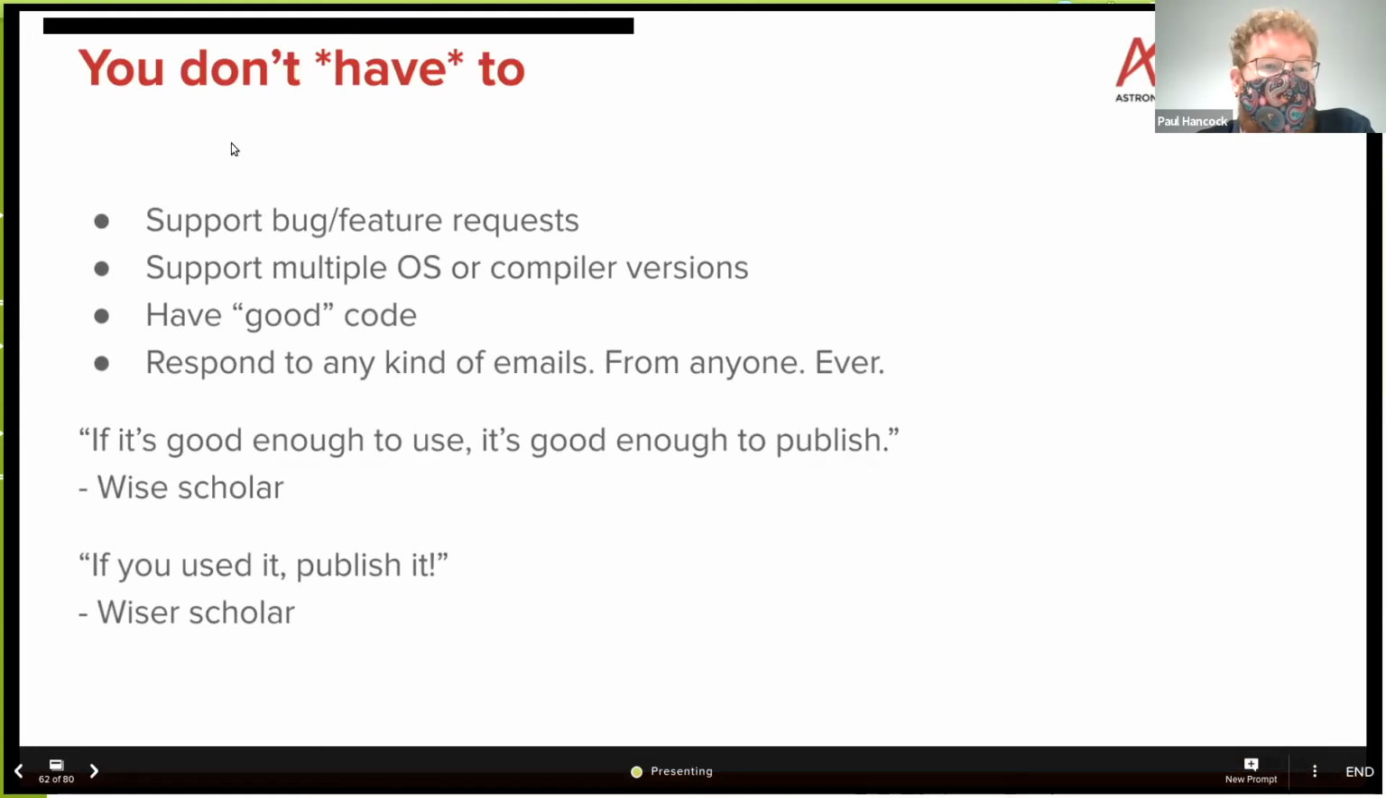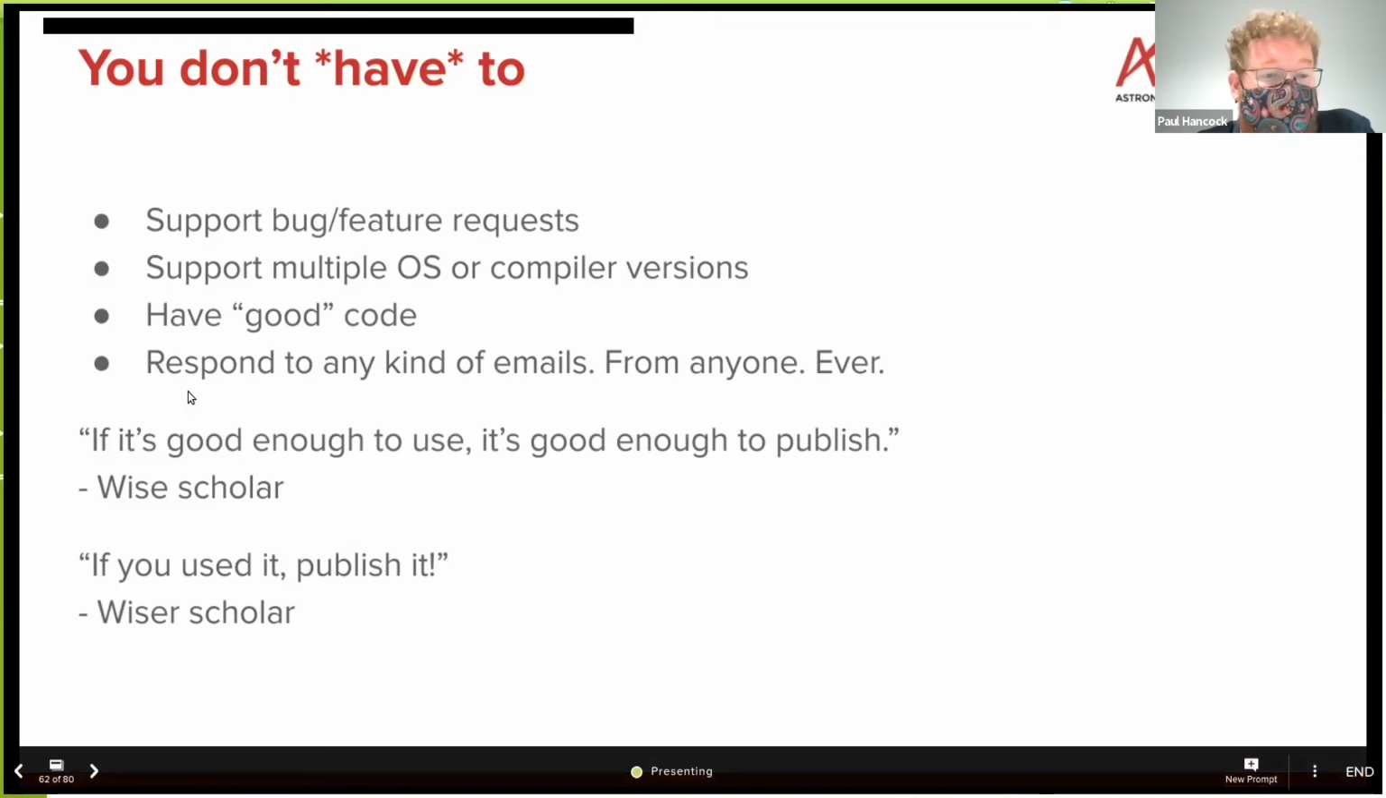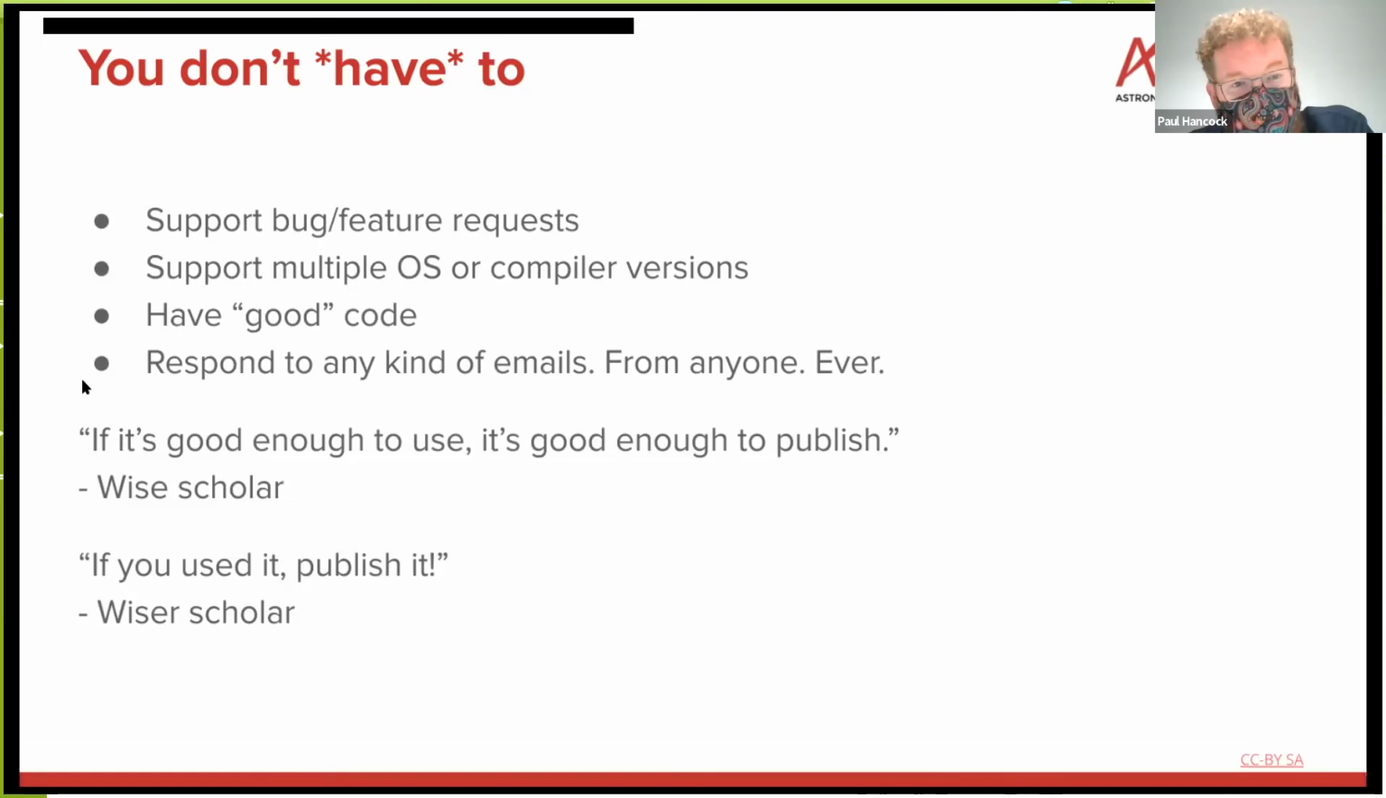If you publish code, you do not have to do any of the following. You don't have to support bugs or feature requests, okay? You don't have to support other people's data or compiler or operating systems or whatever. You don't even have to have good code. And if you don't want to, you don't have to respond to any kind of emails from anyone ever. Okay, so these are things that people have said to me are barriers for them publishing code. They feel like they have an obligation to do some of these things. And I'm here to tell you that you don't have to, okay? If you have the time and the inclination, this would be nice, but it's not essential, okay?